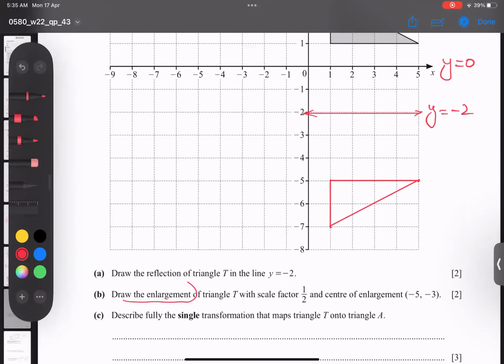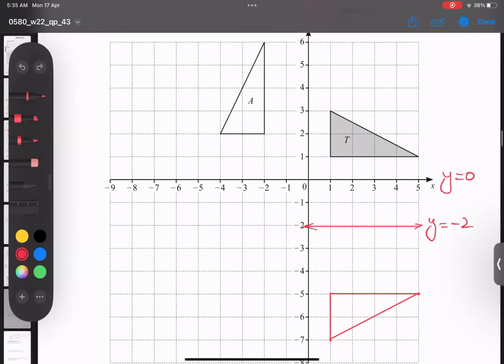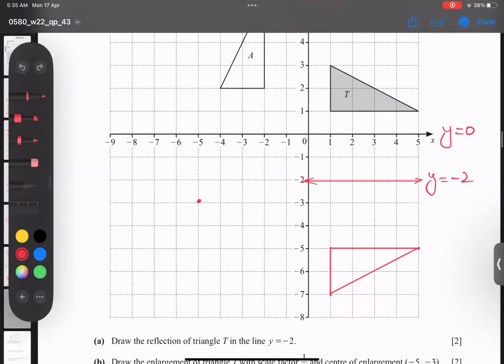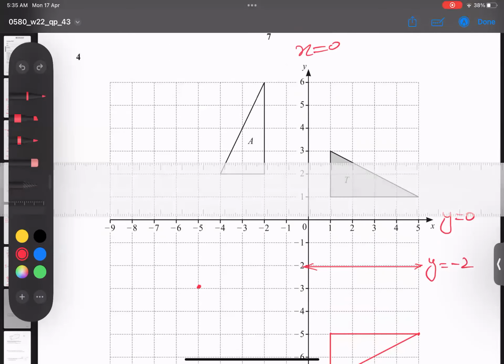Then he says draw the enlargement of triangle T with scale factor half, center (-5, -3). X is -5 and y is -3. Let's check again: -5, yes, and -3. Now, which triangle is T, and the scale factor is half. So what is the technique?